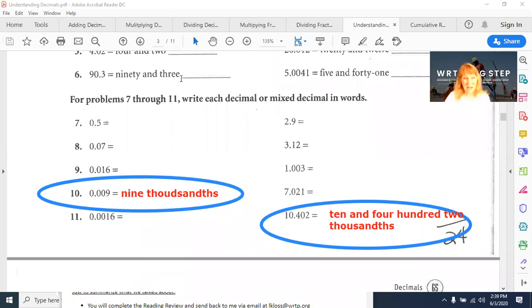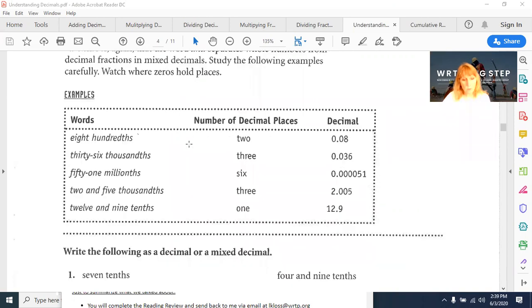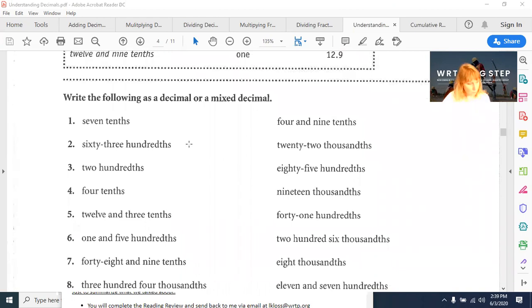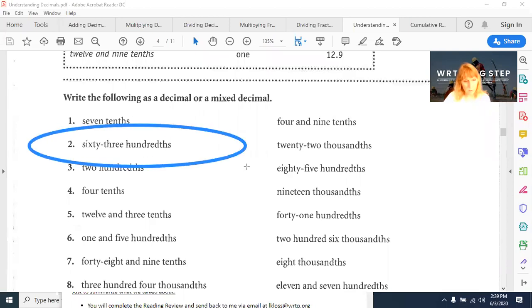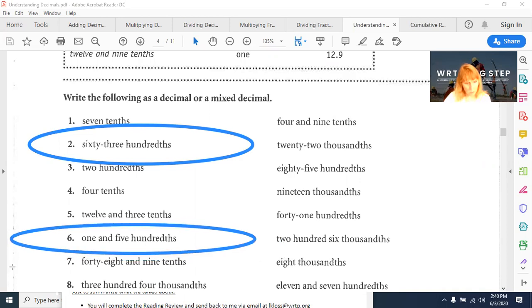Okay. All right. We're going to move on to page 65. At any time I'm going too fast, you can always pause the video. Feel free to do that whenever you need to. Okay, now we're going to write the decimal from the words into a number. So let's look at number 2 right here. And if you want to do it ahead of me and then pause the video and then see if you got it right, you can do that. 2, number 6, and number 8.